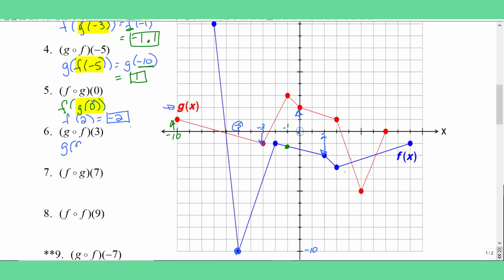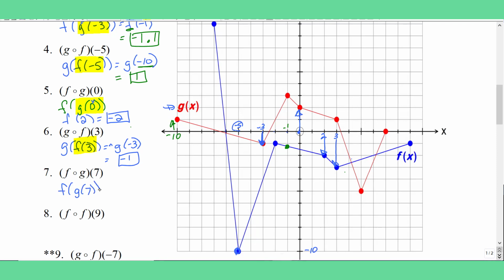So we have g of f of 3. So f of 3 first. So that means when x is 3, what is my y value on my f function, which is the blue one on the screen, and that is -3. Now I go to -3. What is my y value on my g, which is the red one, and that is -1. Hopefully you're kind of catching on. It's really pretty easy when you have the graphs.